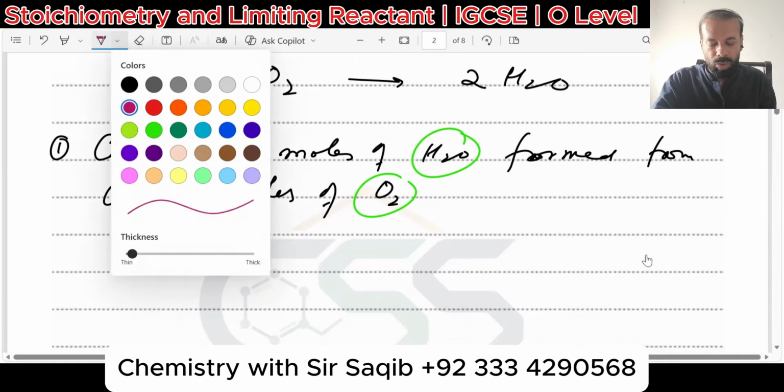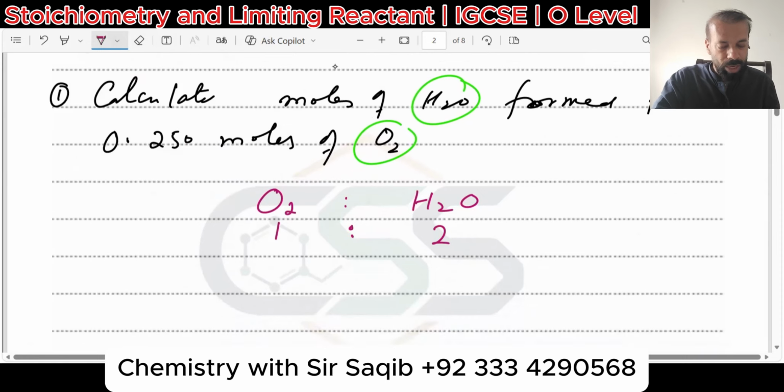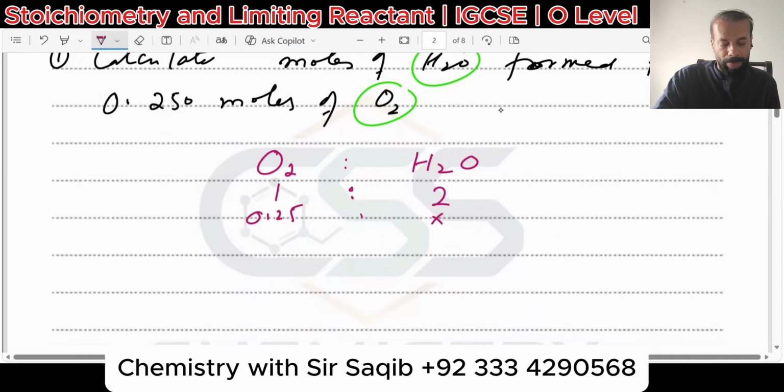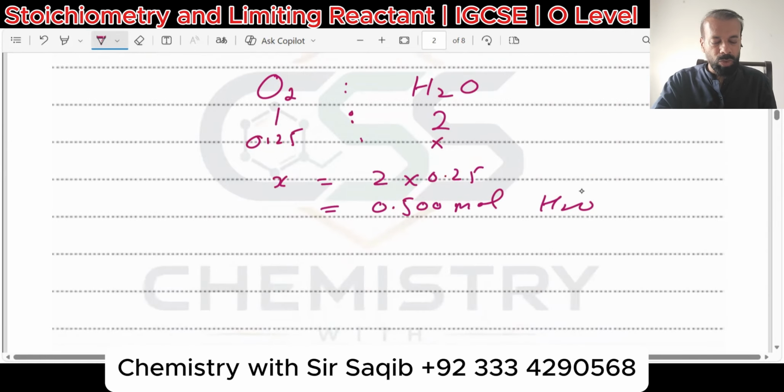You are given two things. So write down the ratio. Oxygen ratio H2O. Oxygen is how much? Oxygen is 1 here, right? So 1 mole oxygen produces 2 mole H2O, and if you have 0.25 mole oxygen, how much H2O will you get? So x is equal to 2 times 0.25, that's equal to 0.500 mole H2O.